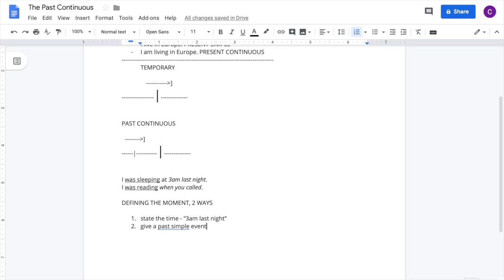Now this is for past, and when we get to the future perfect and continuous, then it will be a future event given in the present simple. But when we're in the past, the other way to define the moment is going to be to give a past simple event, and that was when you called. Let's put that in here.